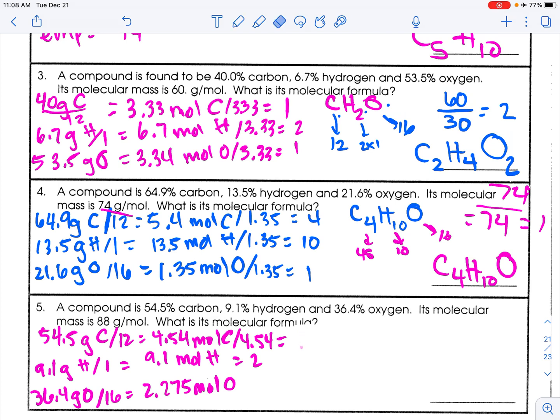I didn't divide by the smallest. Silly me. So the smallest is 2.275. So 4.54 divided by 2.275, that's going to be 1.995, which rounds to 2. This is going to be 2.275 divided by itself. And again, I make mistakes. Good thing I caught it, though. This is going to be a 4. And this is going to be a 1.